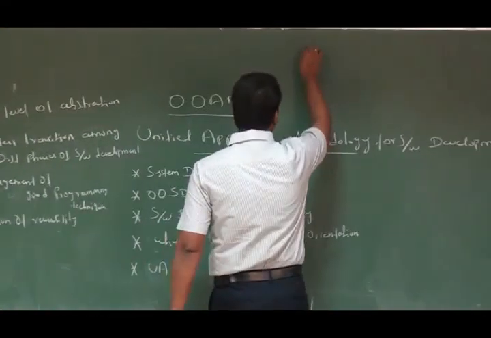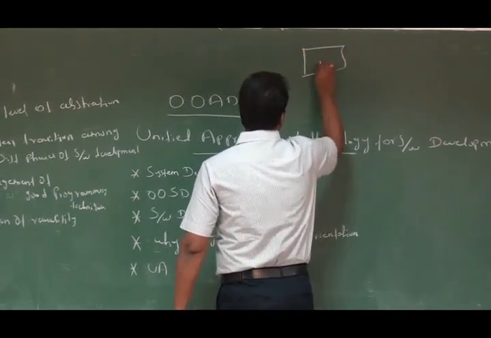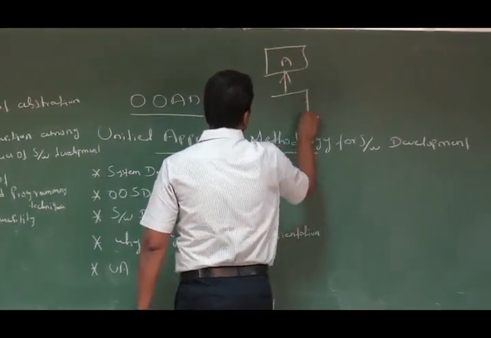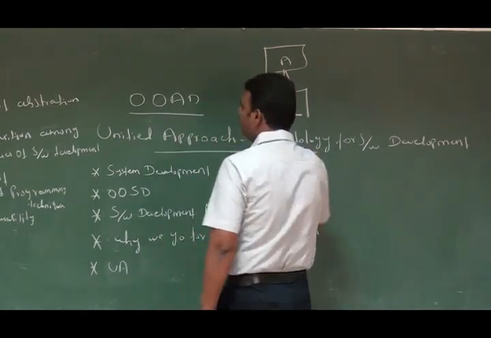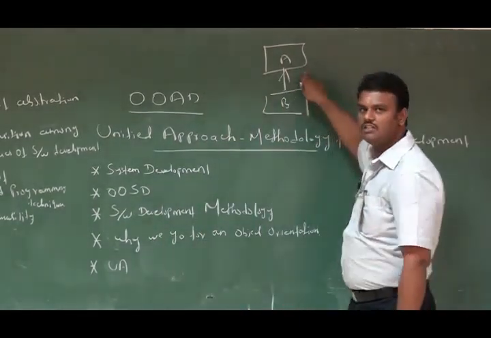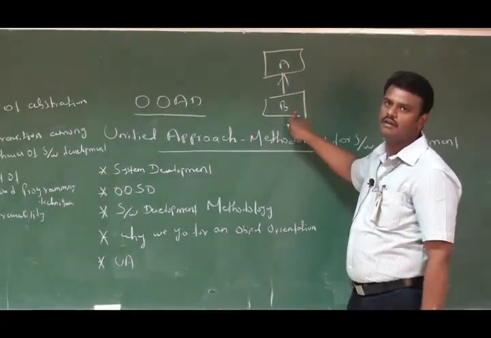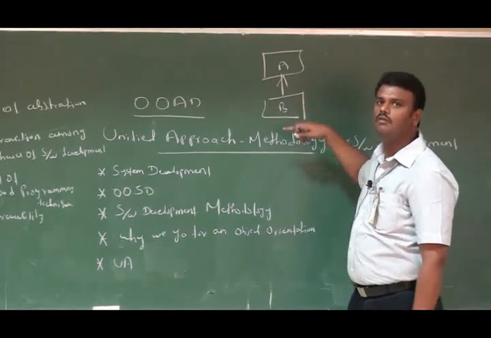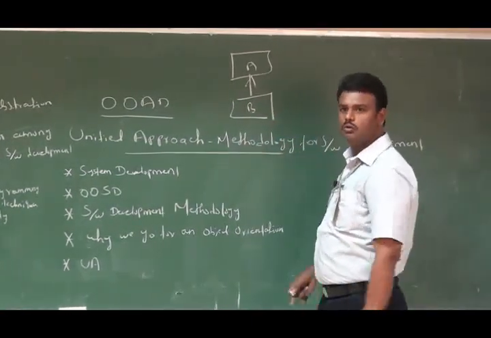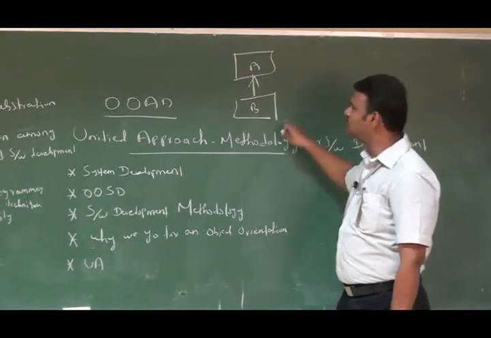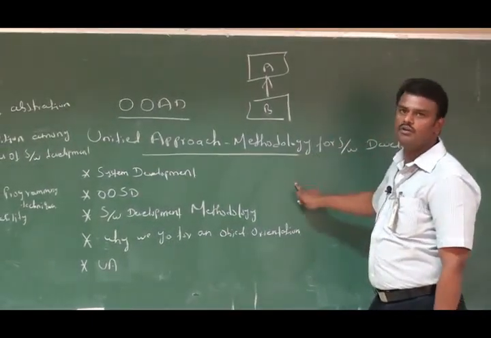The inheritance is the... what do you mean by inheritance? The properties of the base class may be inherited by the properties of the derived class. We can reuse the code from the previous class. That's why we go for the object-oriented approach.